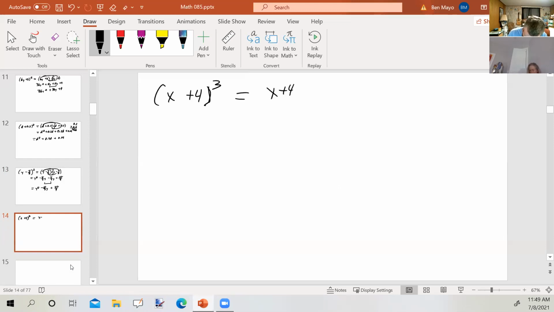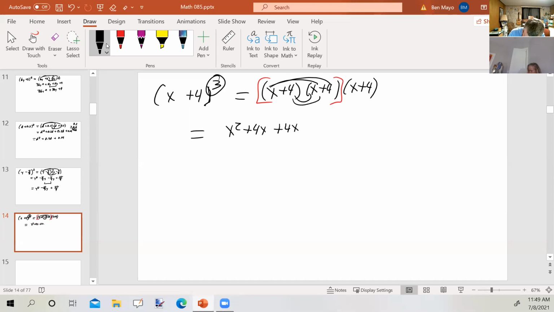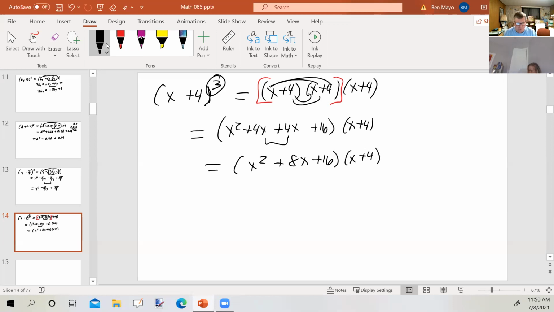That becomes x plus 4 times x plus 4 times a third factor of x plus 4, because we have 3 factors of the base being the quantity x plus 4. But again, as we did earlier, we can only multiply 2 together at once. So we'll do the first 2, which is going to be what? x squared plus 4x plus 4x plus 16. But I'm going to combine like terms in that first set of parentheses, x squared plus 8x plus 16, and then take that result times the third factor.